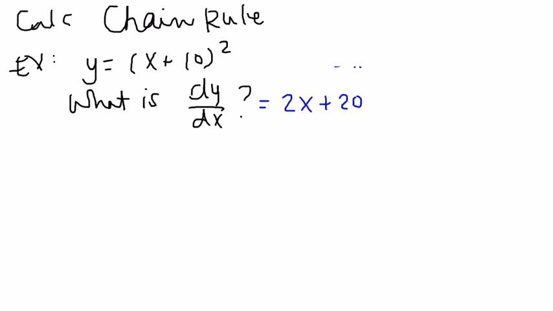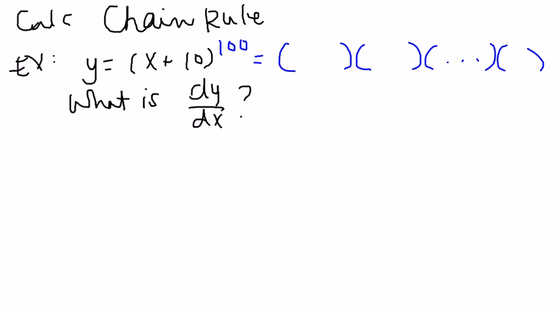But here's the thing. What if instead it wasn't something nice? What if I said, okay, if y is equal to x plus 10, but instead of squared, we made it to the 100th power? Do you want to expand all this 100 times? I think that would be kind of a pain in the butt. What do you think? Okay, I'm glad we agree. So guess what? There's this thing called the chain rule that helps us eliminate such a difficult problem like this.